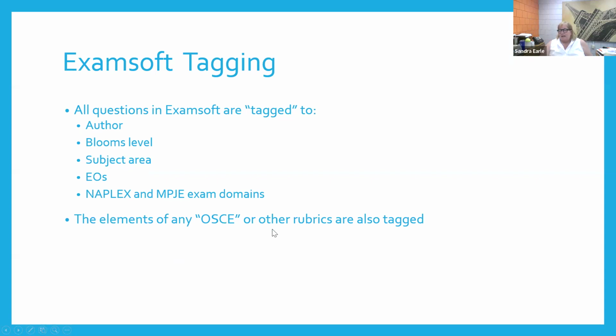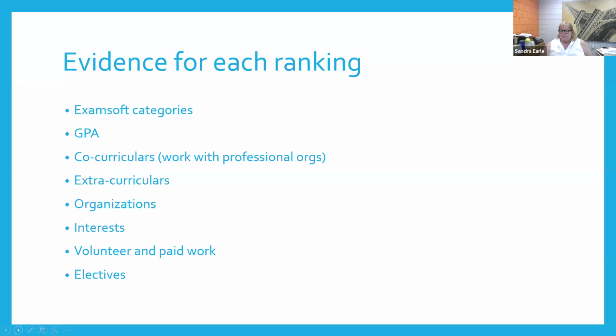The elements of any OSCE or other rubrics will also be tagged with these educational outcomes. So the evidence for each ranking for the educational outcomes, of course, is your ExamSoft categories, your GPA, any co-curriculars, extracurriculars, organizations, interests, volunteered and paid work, any electives you have taken. So in other words, we're going to ask you, what's your ExamSoft rating? And then for other evidence, that's up to you.